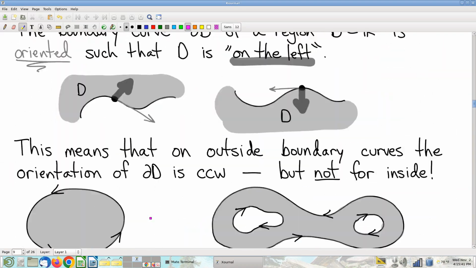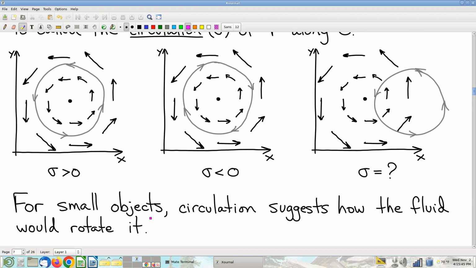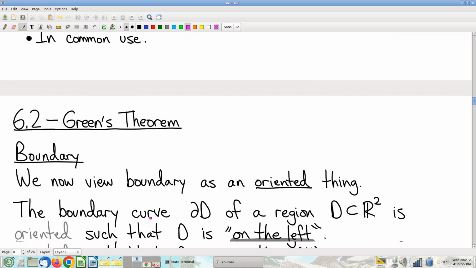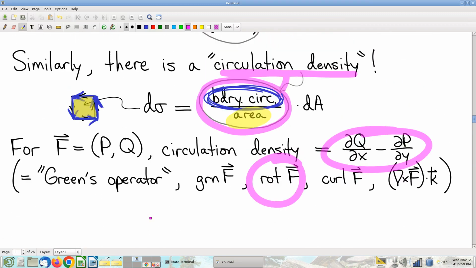Reminder, this is another observation I made back here. Circulation measures how much the little leaves that you dropped on the surface of the puddle are literally rotating. Right? Natural choice. All right, now a couple of notations that I'm not a huge fan of.